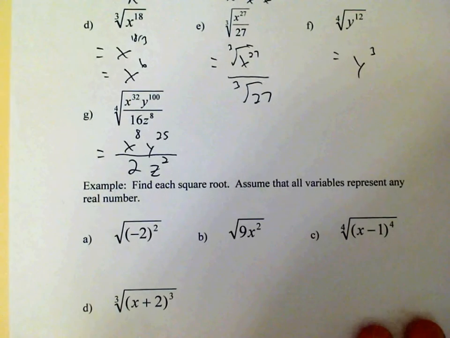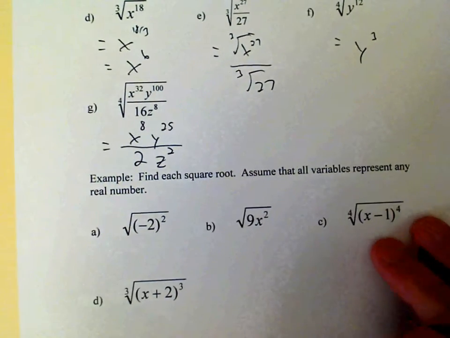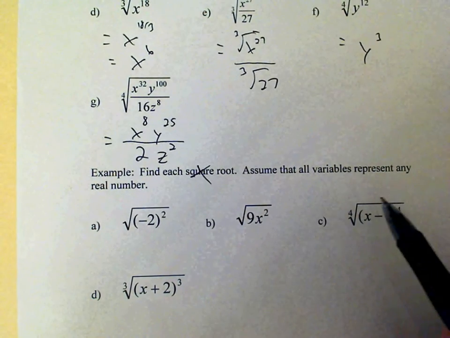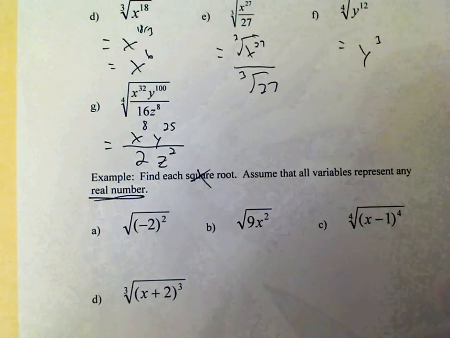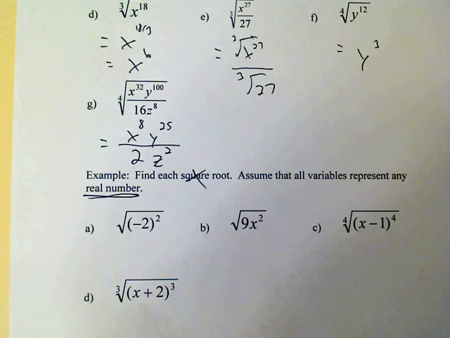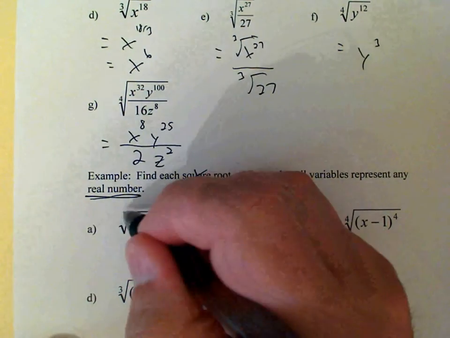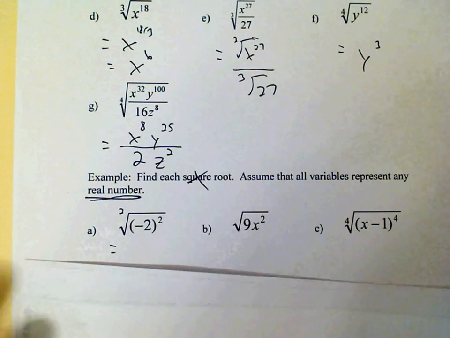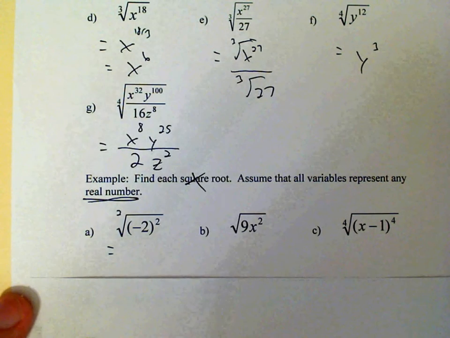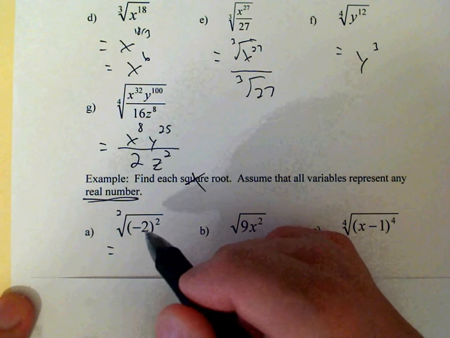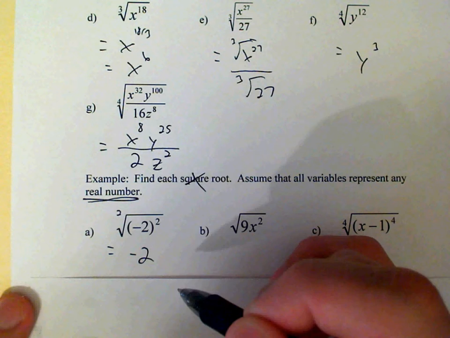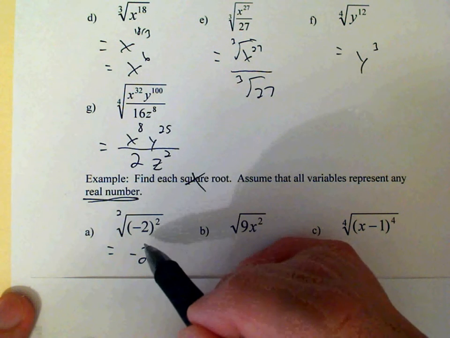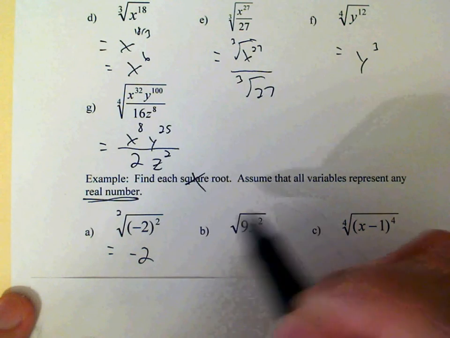Once again, we're not just dealing with square roots, we're dealing with any root. But this time, we want to assume that all variables represent any real number. So in other words, we have to guarantee that we have a positive value when we get done. Now, for question A, you'll see that we have the square root of negative 2 squared. You would think that the answer is going to be negative 2, because the square cancels, or the 2 on the outside cancels the 2 on the inside, and it leaves a negative 2. But since we're dealing with any real number, it's the absolute value of negative 2.